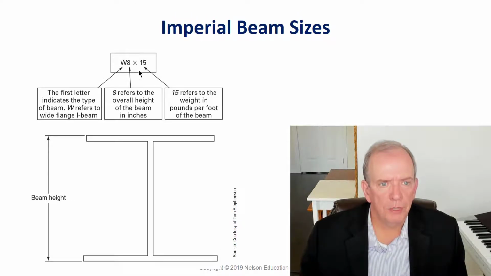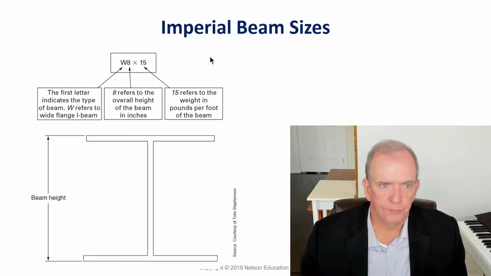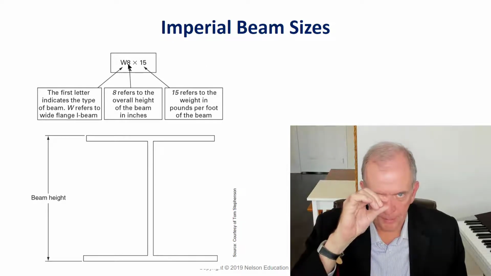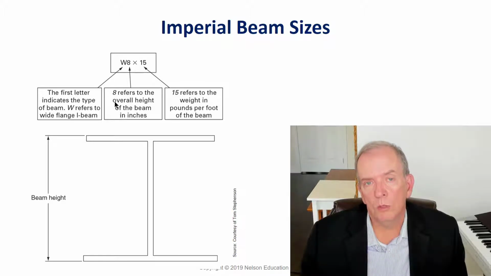Here, this would be an imperial. That one's in metric. This one's imperial. You're going to know right away it's imperial because it would say W6, W8, W10, W12. You're not going to have an 8 millimeter high beam. So W8, wide flange I-beam again, and it's 8 inches high, 15 pounds per foot. So if it's 10 feet long, I know it would weigh 150 pounds. So I can right away tell how much it's going to weigh.